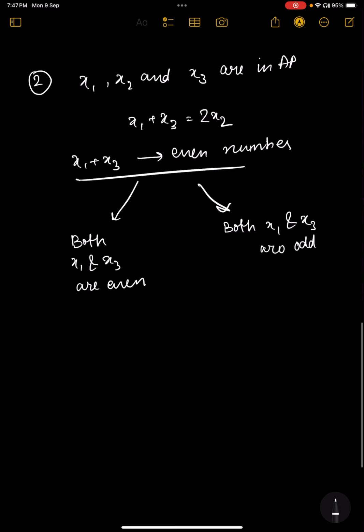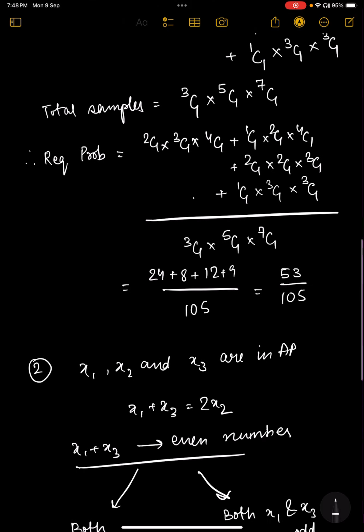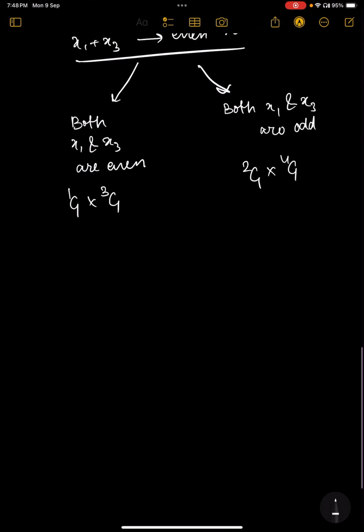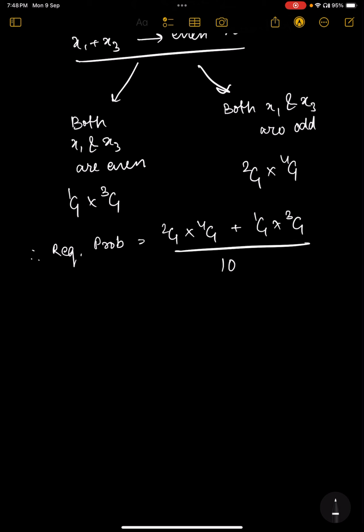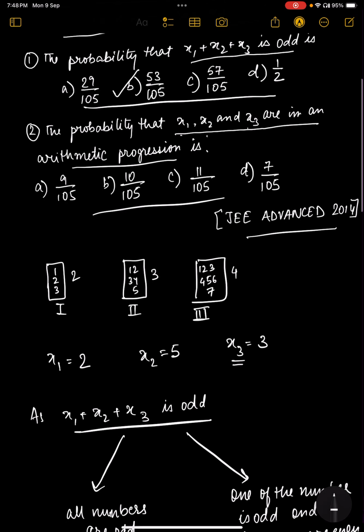Now we see the chances of that happening. So when both are odd, 2c1 into 4c1, and when both are even, 1c1 into 3c1. We already know that our total number of samples is given by this number. Therefore, my required probability is equal to 2c1 into 4c1 plus 1c1 into 3c1, whole divided by 105, which finally gives me 11 by 105. And let's see which option is correct. And we do see that option C is correct.